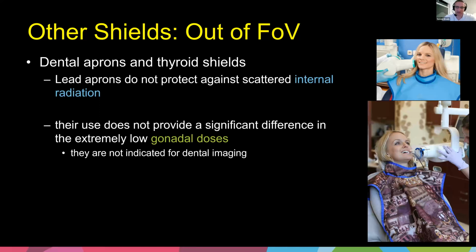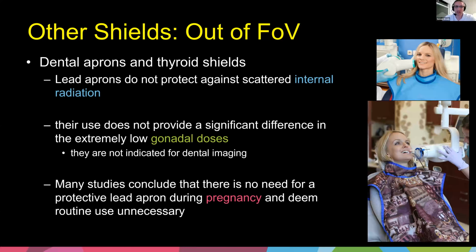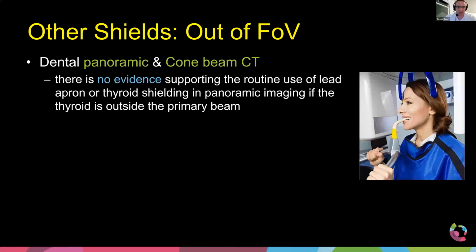So we've talked about internal. Once again, these shields do not prevent against internal radiation. Definitely, there are no gonadal issues. And every one of these organizations said that it's pointless also for pregnancy. And that's just because, looking at this, if this young lady here was pregnant, her fetus would be down here, and the amount of scatter from here to there would be negligible. So you just don't need to do it for pregnancy purposes.